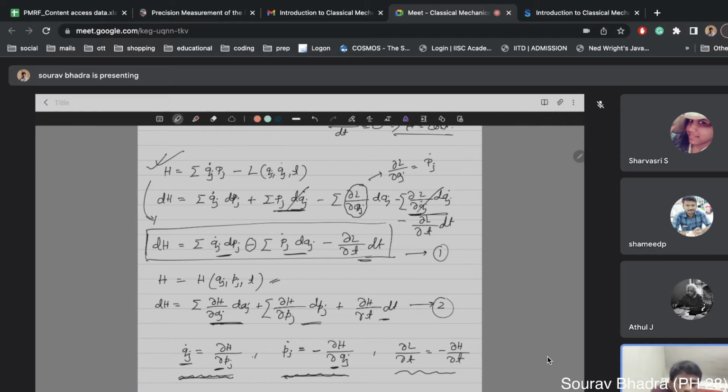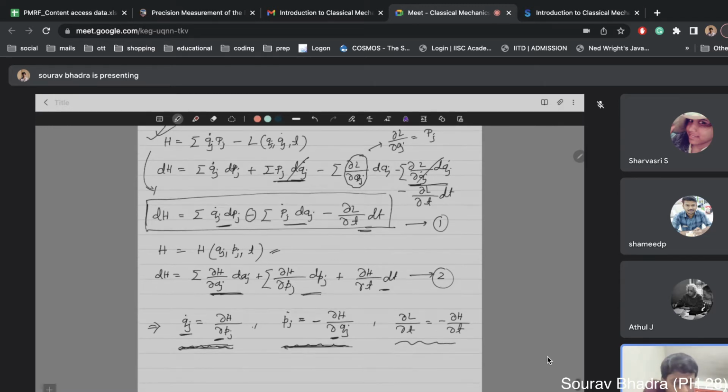That's why we will do a very simple example based on these equations, which are the canonical equations of Hamilton. So these three are the canonical equations of Hamilton.